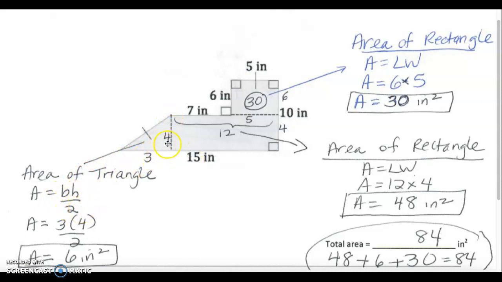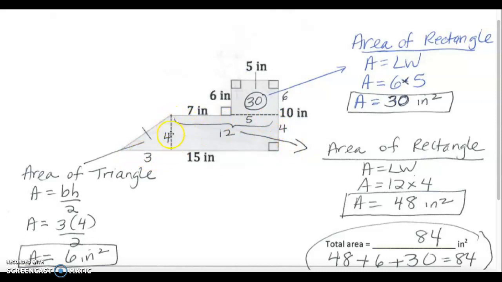So here's how I knew the dimensions of the triangle. I knew this whole line was 15. That's what this 15 represents. And I knew that from here to here was 12 because this was 7 plus 5, because opposite sides are equal. 7 plus 5 is 12. So 15 minus 12 means that this piece had to be 3 because 12 plus 3 makes 15.